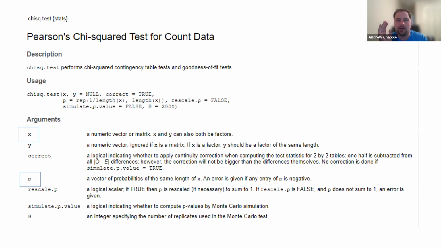Now, how do we do this here? You don't need to use the formulas. You can totally forget about all that. All you need to use is this function called chisq.test. The way we're going to use it is you plug in x, which is your vector of counts, and you plug in p, which is your vector of probabilities. That's all you need to do here.